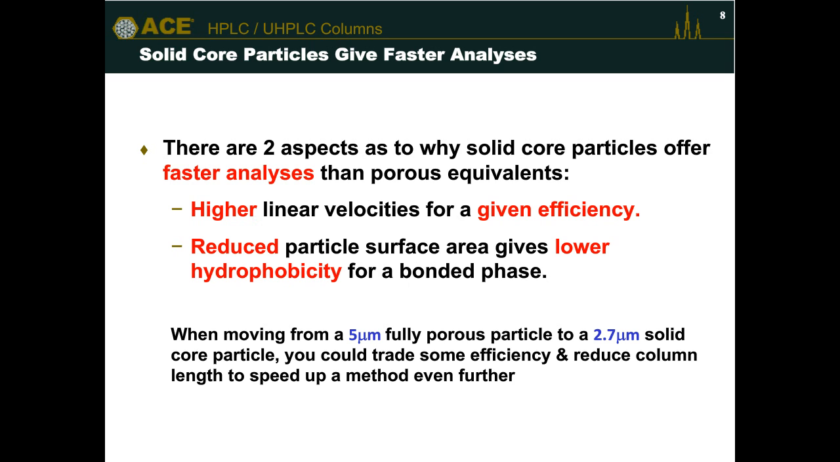If you want to move from your standard 5 micron fully porous phase to one of these 2.5, 2.6, 2.7 micron solid core columns, then what you can do is trade in some of that extra efficiency by reducing the column length. So obviously the efficiency of the column is related to the length of the column. I can throw away some plates and that will give me a shorter runtime. So again, there's many ways that these solid core particles can really help us to speed up not only our method development, but our assay at the end of the day once we've developed that method.